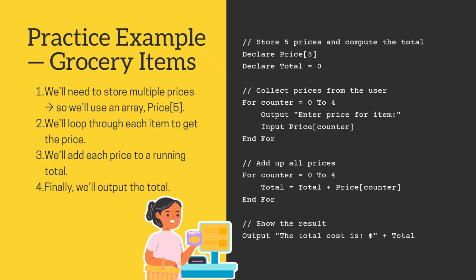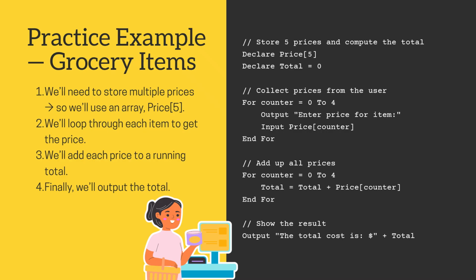For counter 0 to 4, we're going to output a question to ask for the price. Then we're going to input that and store it at that particular index, giving it the value that the user provided for us. Then we're going to add up all the prices. So for counter 0 to 4, we loop through each one, 0, 1, 2, 3, 4, and we keep adding the value of that array every time we loop.